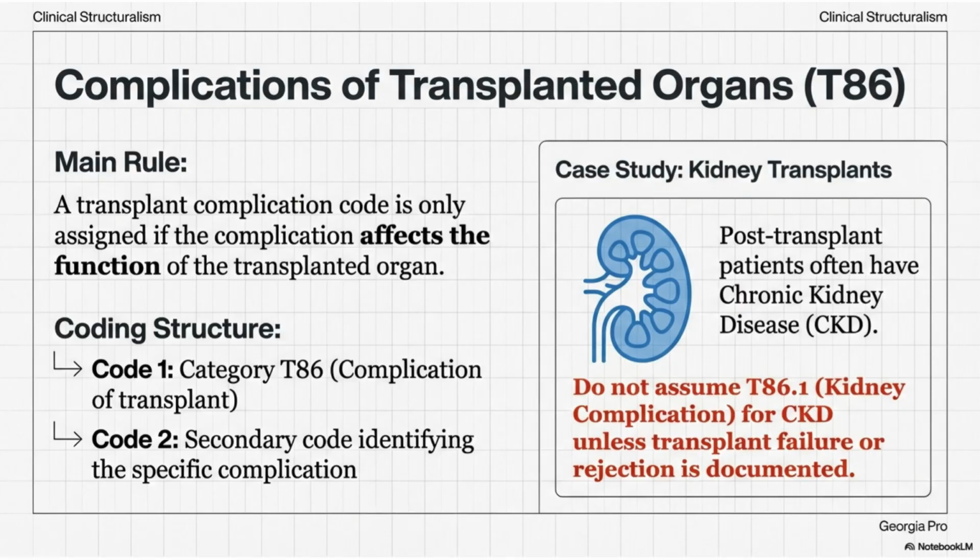We only assign a transplant complication code when the complication affects the function of the transplanted organ. The structure is, first, a T86 code for the transplant complication, followed by a secondary code describing the specific complication. For example, many kidney transplant patients have chronic kidney disease, but CKD alone does not mean the transplant is failing. We only assign T86.1 when rejection or transplant failure is documented.